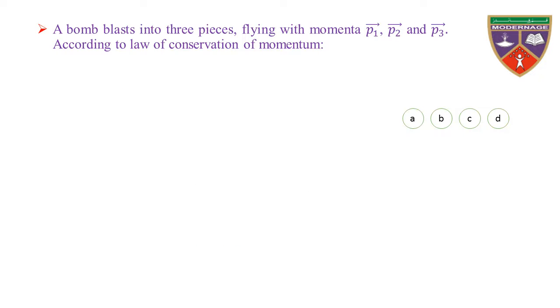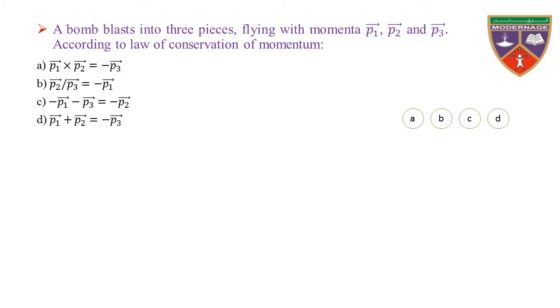A bomb blasts into 3 pieces flying with momenta P1, P2 and P3. According to the law of conservation of momentum: option A, P1 into P2 is equal to minus P3; option B, P2 divided by P3 is equal to minus P1; option C, minus P1 minus P3 is equal to minus P2; option D, P1 plus P2 is equal to minus P3. The key is P1 plus P2 is equal to minus P3. Therefore, the correct option is D.